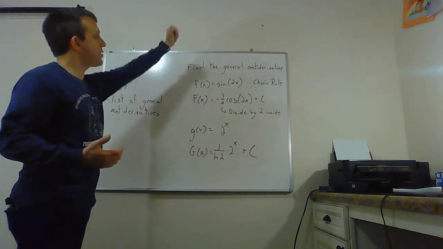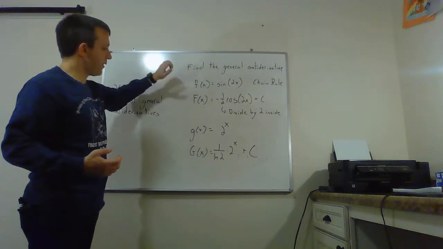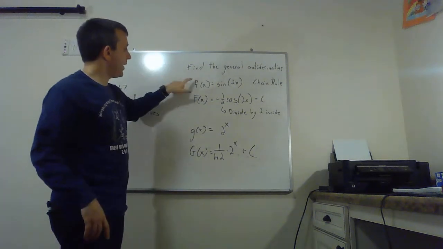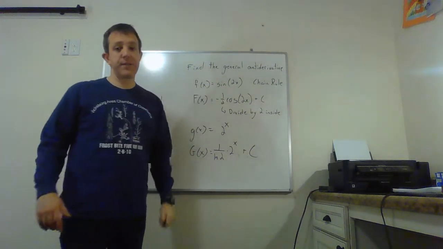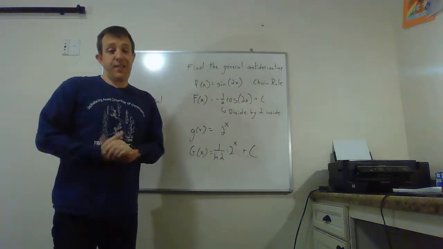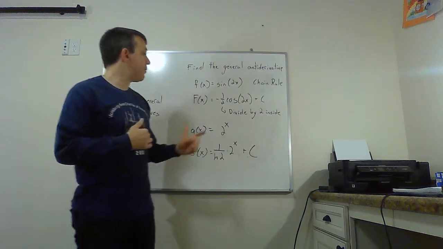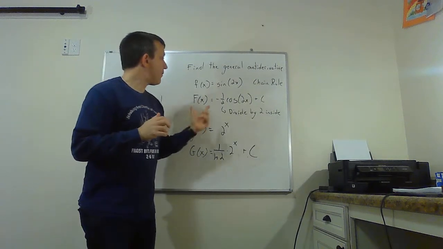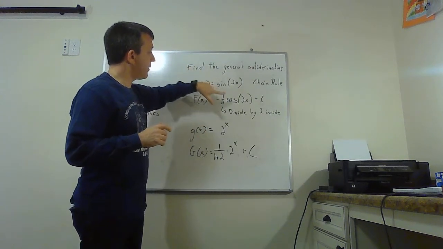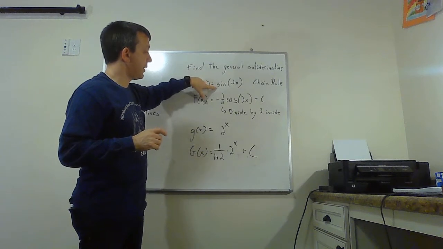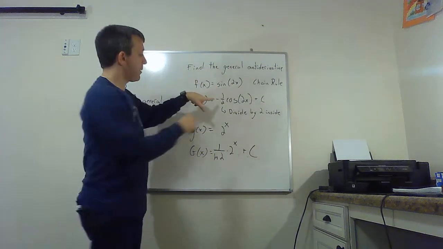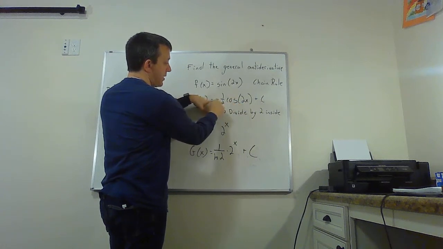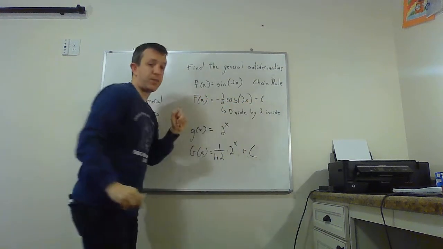So I want to find the general antiderivative here for 2 different functions, f of x here, and then in a minute g of x. So my f of x is the sine of 2x. We need an antiderivative. There's a lot going on with this little problem. First of all, we know that the derivative of cosine is negative sine. So if I'm going to go backwards, I'm going to need a negative and a cosine. Okay, so you can see I have the negative, the cosine, and I have that 2x.